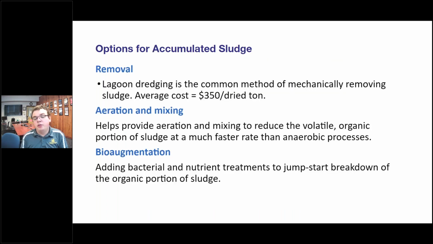So what are some options for your accumulated sludge? First thing that comes to mind is, well, why don't we just remove it? Well, sludge dredging is relatively common. However, it is expensive at $350 per dried ton. Another problem with just removing it all is you're going to have to take that lagoon system offline for a time, where you dredge up all of that stuff.